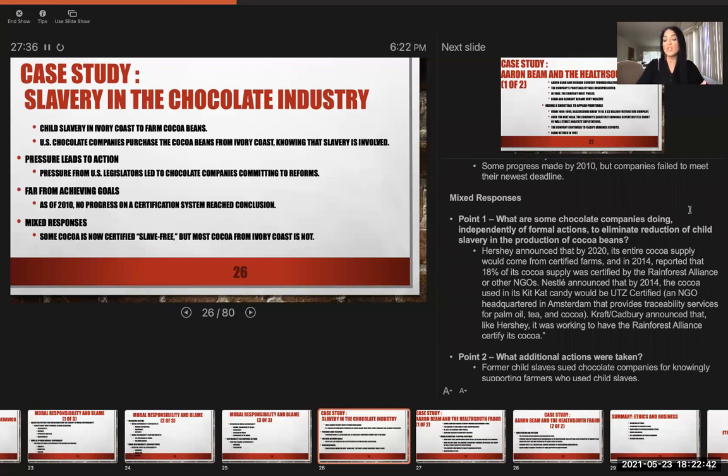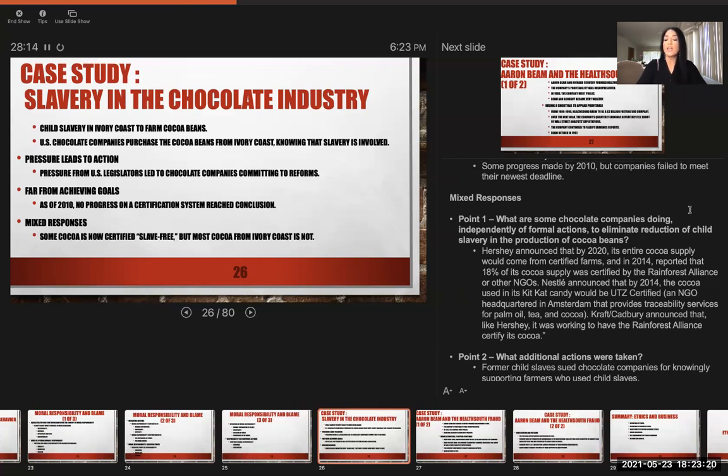What are some chocolate companies doing independently of formal actions to eliminate child labor and slavery in the production of cacao beans? Well, Hershey's announced that by 2020, its entire cacao supply would come from certified farms, and in 2014 reported that 18% of the cacao supply was certified by the Rainforest Alliance or other NGOs. Nestle announced that by 2014, the cacao used in its Kit Kat candy would be certified by UTZ. And Cadbury Kraft announced that, like Hershey's, it was working to have Rainforest Alliance cacao certification.